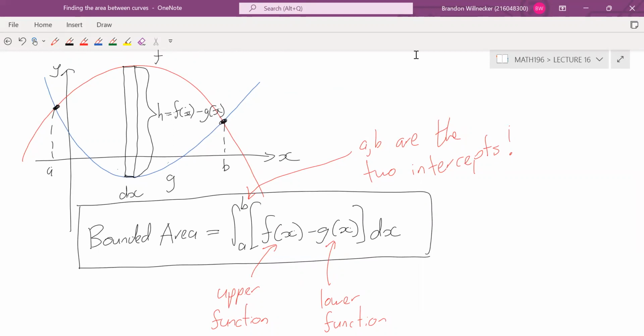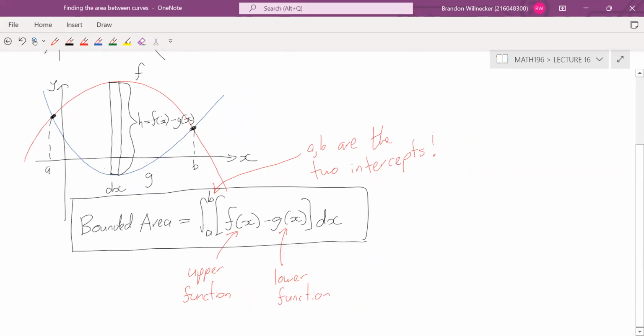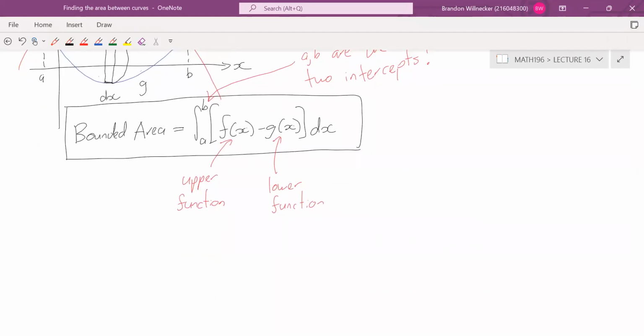Okay, so that works fine. But what happens if you don't know which is the upper function and which is the lower function? So in some cases, you might not know which is the upper or which is the lower. So if I just give you the two functions without a diagram, then you can't visually see which one is upper and which one is lower. So we're going to have to somehow account for that. And the way that we do that is by using the absolute value of f of x minus g of x. So let's see why that works.